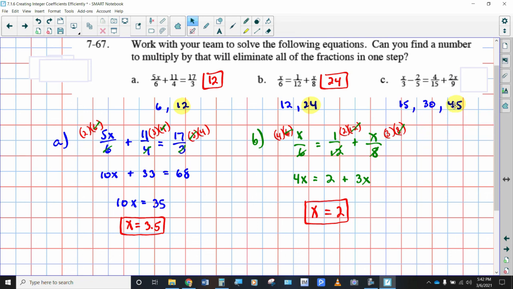3 times 15 is 45. 5 times 9 is 45, and 9 times 5 is 45. So 45 would be the multiplier that you would use. You would rewrite it, solve for x, and then check it, and you would have your solution.